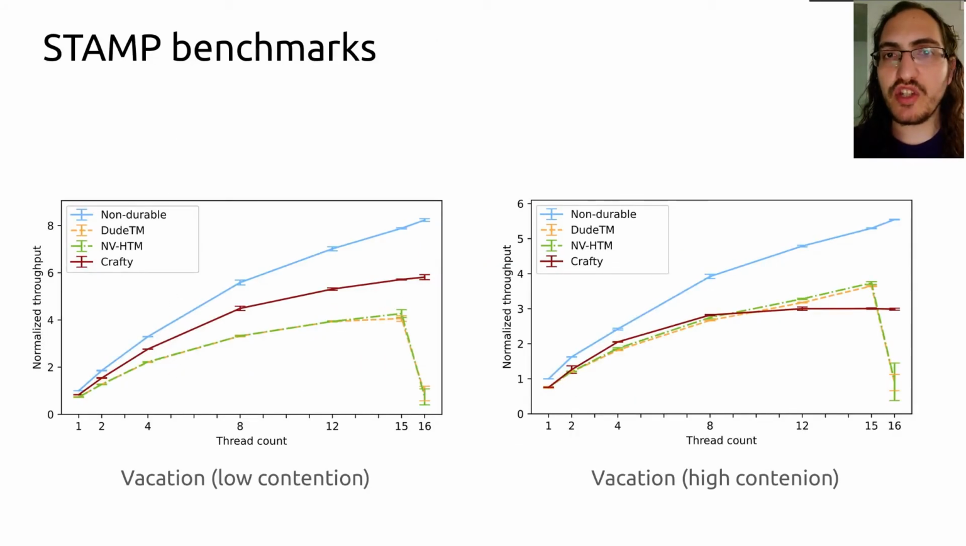Next, we have the vacation benchmark from the STAMP benchmark suite. The STAMP benchmarks are not persistent memory benchmarks. However, following prior works, we evaluate them by assuming that all shared memory is persistent. Here, the vacation benchmark has been configured to have a low or high level of contention. We see that under low contention, Crafty is able to outperform NVHTM and DUTM, and under high contention, it performs similarly.